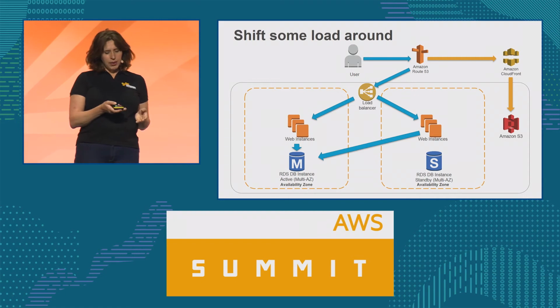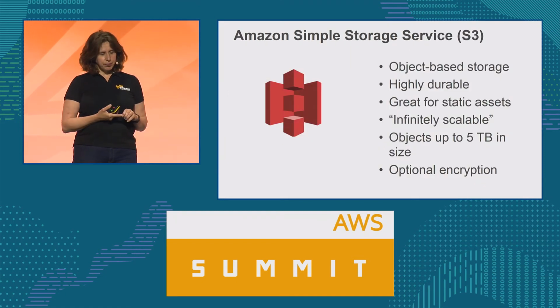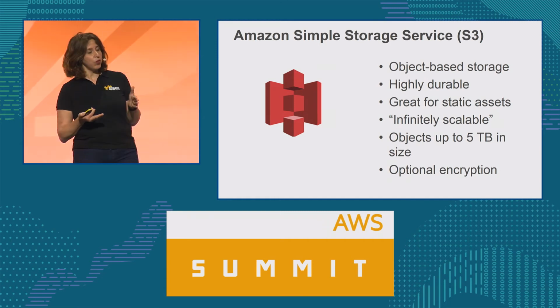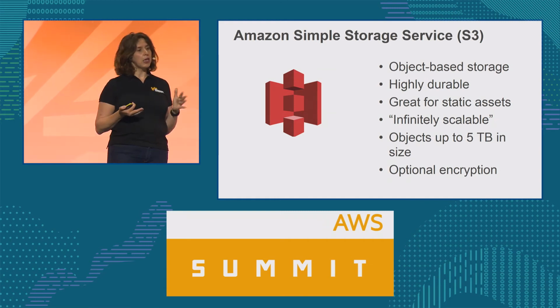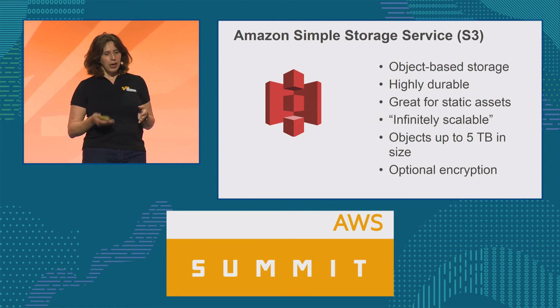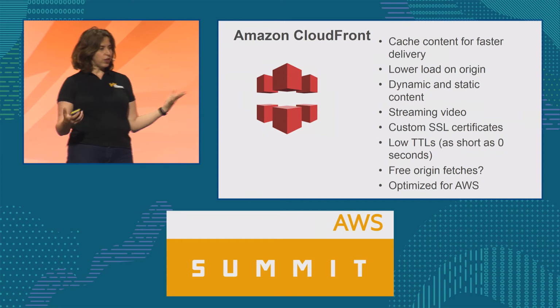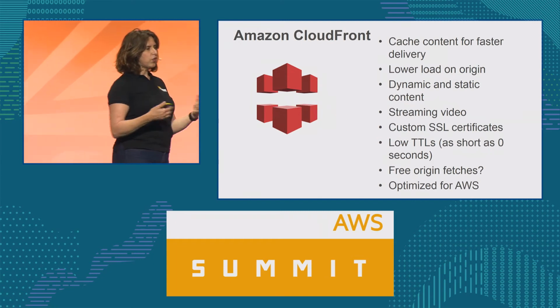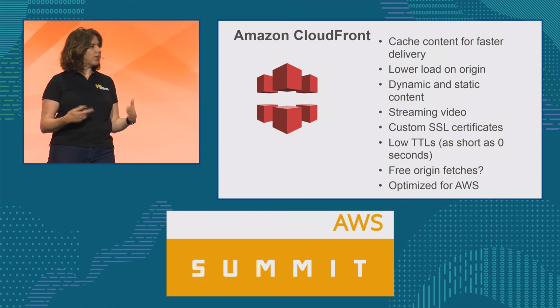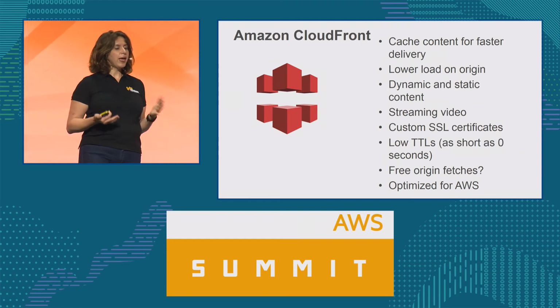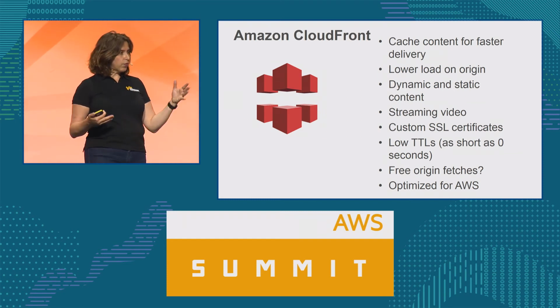So what are we doing here with these? Let's just look at these individually. As I say, object-based storage, highly durable, highly scalable. You can put into S3 objects up to 5 terabytes in size, and you can encrypt those objects. And it's providing the content for CloudFront, which is that cache at the edge. So that cache is going to enable users to achieve lower latency and faster response times on their requests to that content.